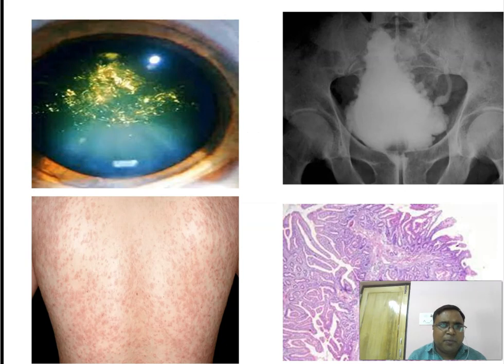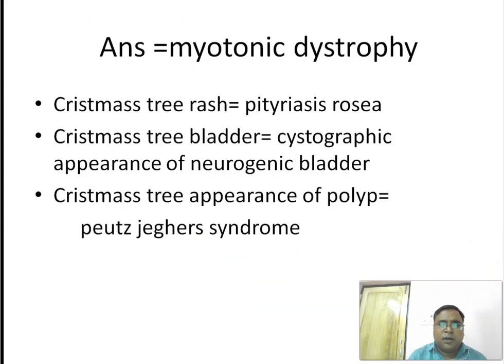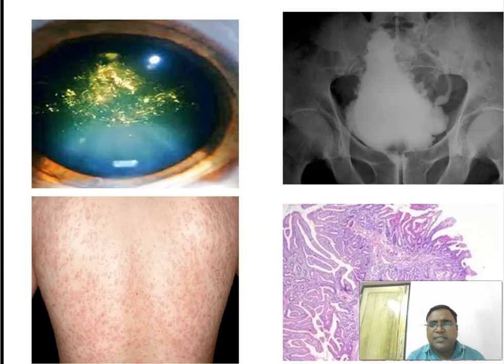The first one, the upper one, is Christmas tree cataract, which we get in myotonic dystrophy. Second is the cystographic finding in case of a neurogenic bladder, that is Christmas tree bladder. Third, below, is the Christmas tree rash that we can get in pityriasis rosea. And fourth is Peutz-Jeghers syndrome, where you can get the histological finding of this Christmas tree appearance. So this is for your quick revision, some MCQs.